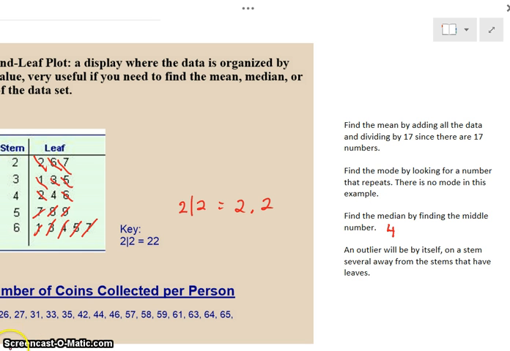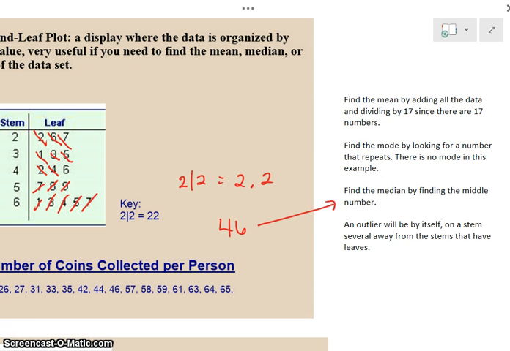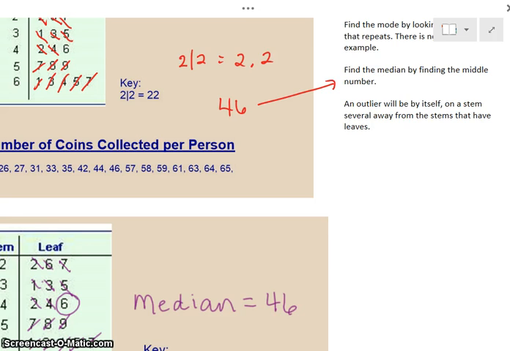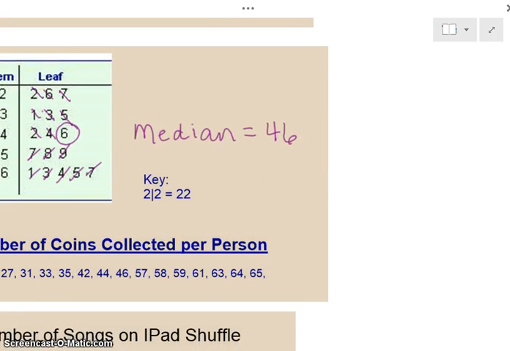I did 2 of the largest in a row. Yeah, I told you it was easy. So 46 is going to be your median. An outlier will be by itself on a stem several away from the stems that have leaves, and there's no outliers in this example. So let's look at some other examples. Oh, look, there's the median, 46.